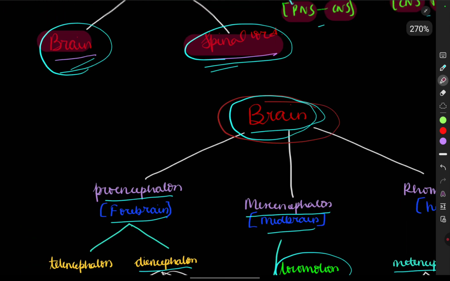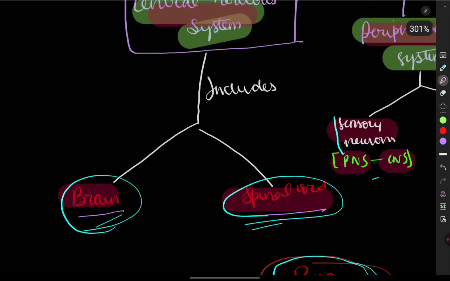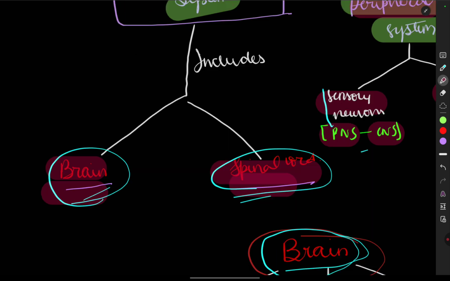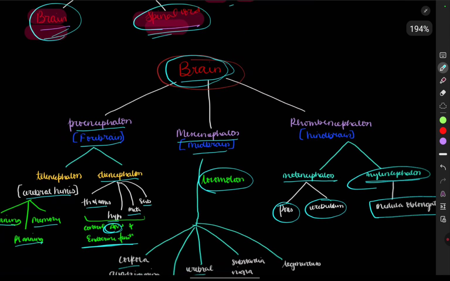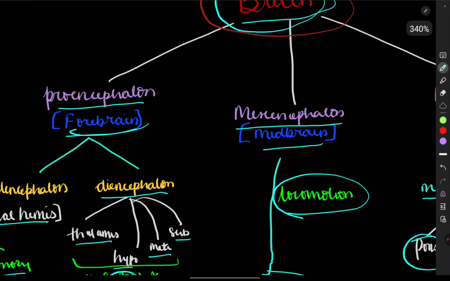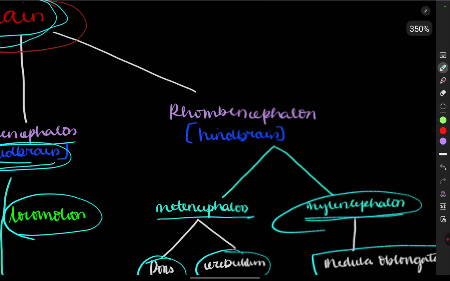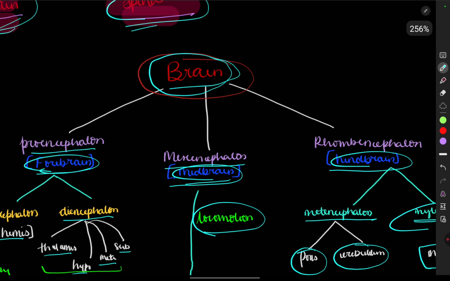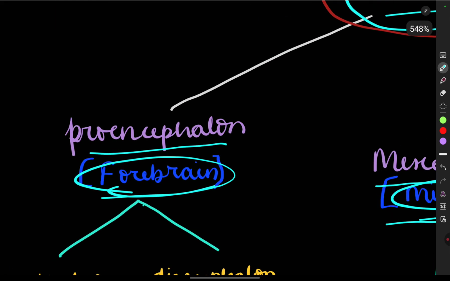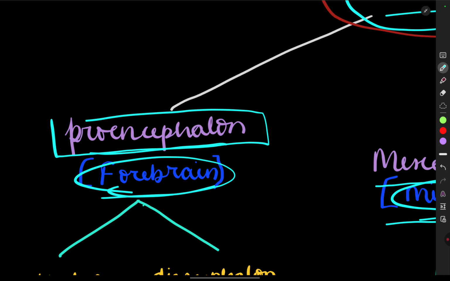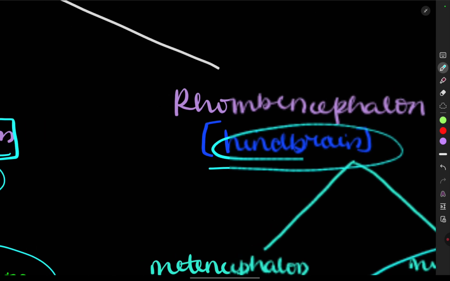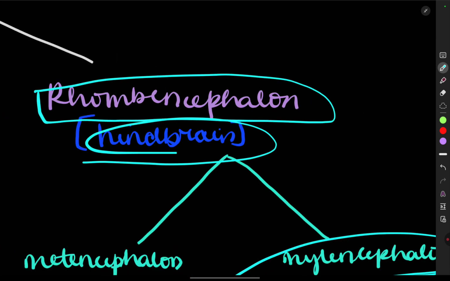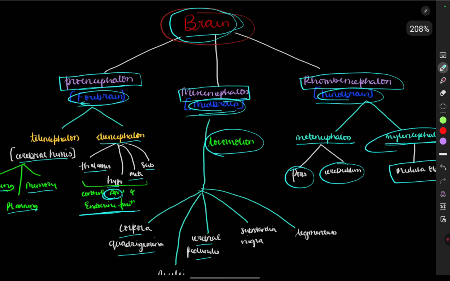As we know, the central nervous system contains the brain and the spinal cord. We are going to see the parts of the brain. There are three parts: the forebrain, the midbrain, and the hindbrain. The forebrain is also called the prosencephalon, the midbrain is the mesencephalon, and the hindbrain is the rhombencephalon. So remember the names of it.